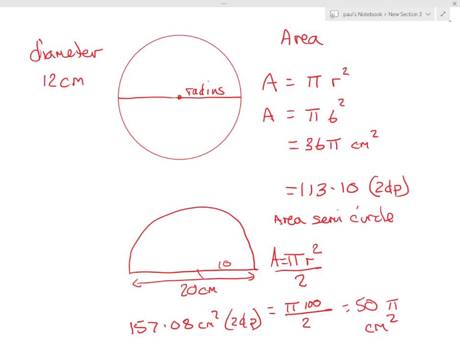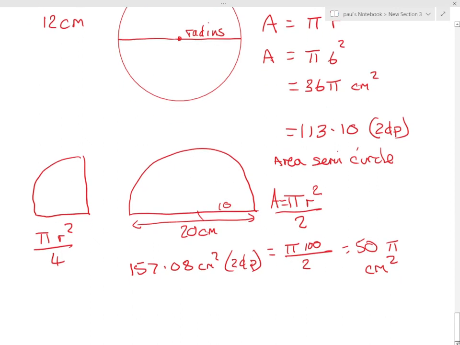Right, so that's, and if we had a quarter of a circle, we'd just do pi r squared divided by 4 this time. Right, okay, move on, onwards and upwards.